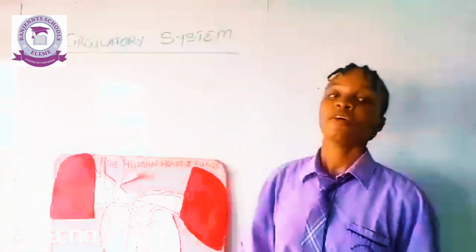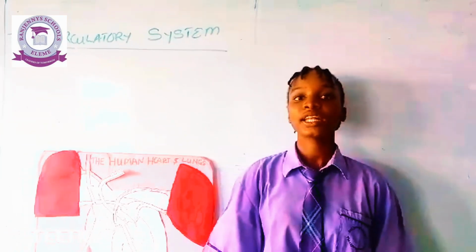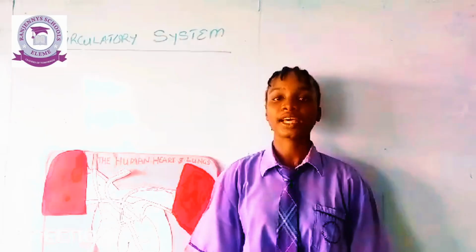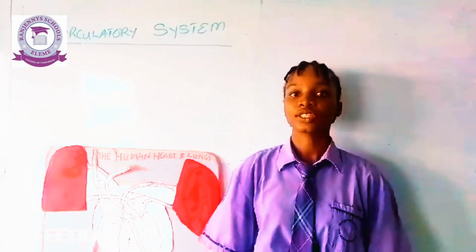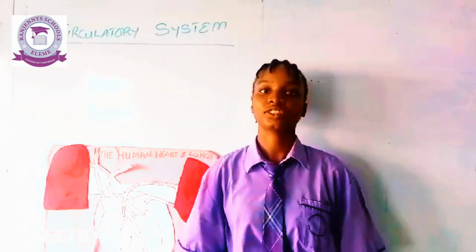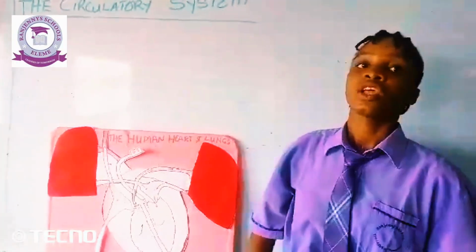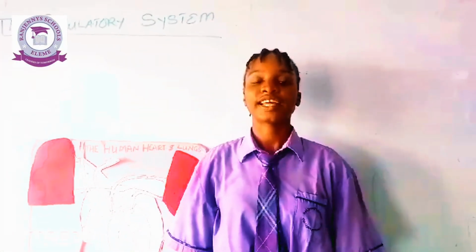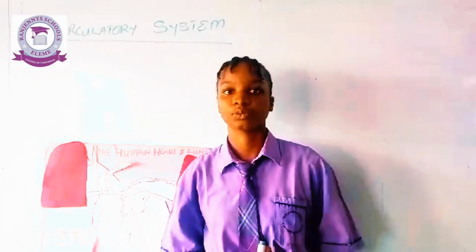Circulatory system. But first of all, I'm going to be talking about the structure of the heart. The human heart is a pumping organ which supplies oxygen and nutrients to the body tissues and organs. The size is approximately the size of a fist and it is located in the thoracic cavity in between the two lungs. The human heart is divided by a central wall called the septum and is enclosed by the pericardium.